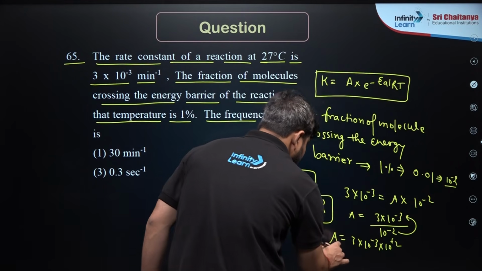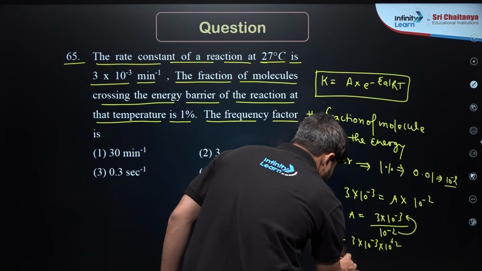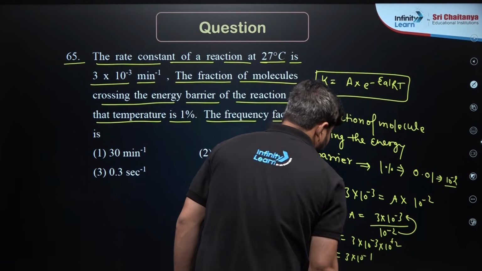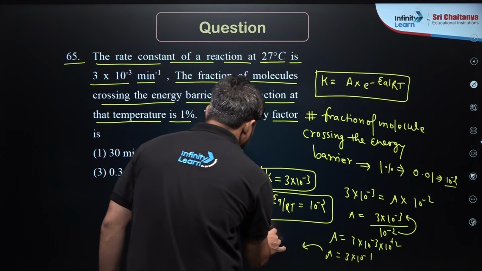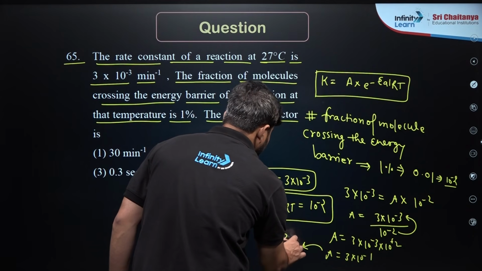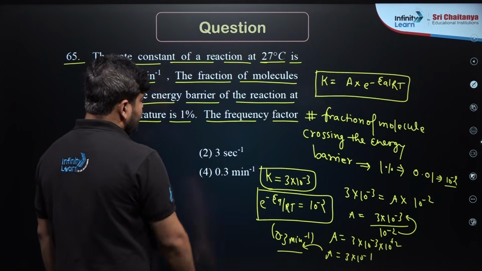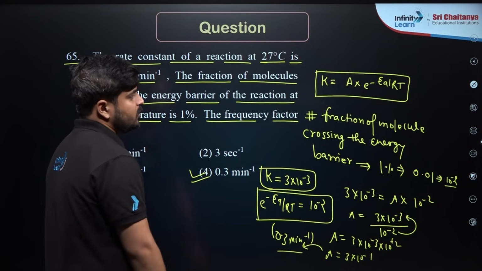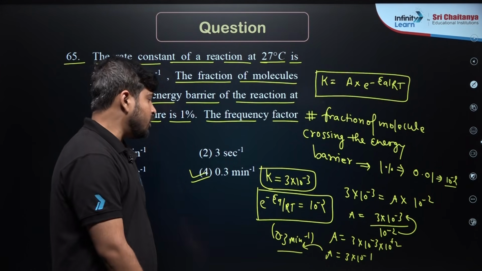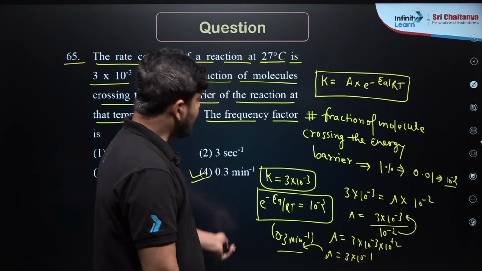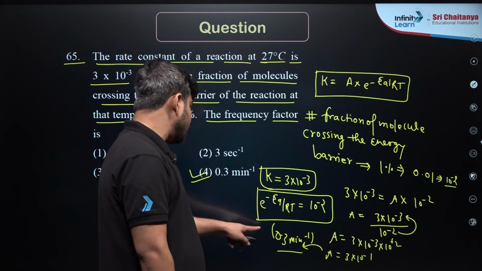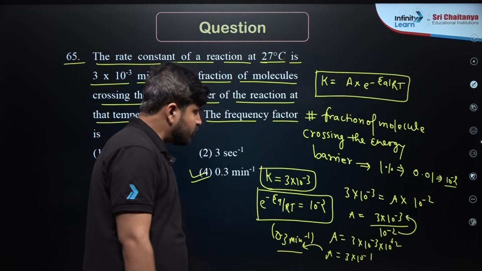So A equals 3 into 10 to the power minus 1, which we can write as 0.3 minute inverse. So option fourth is the correct answer of this question, please remember.